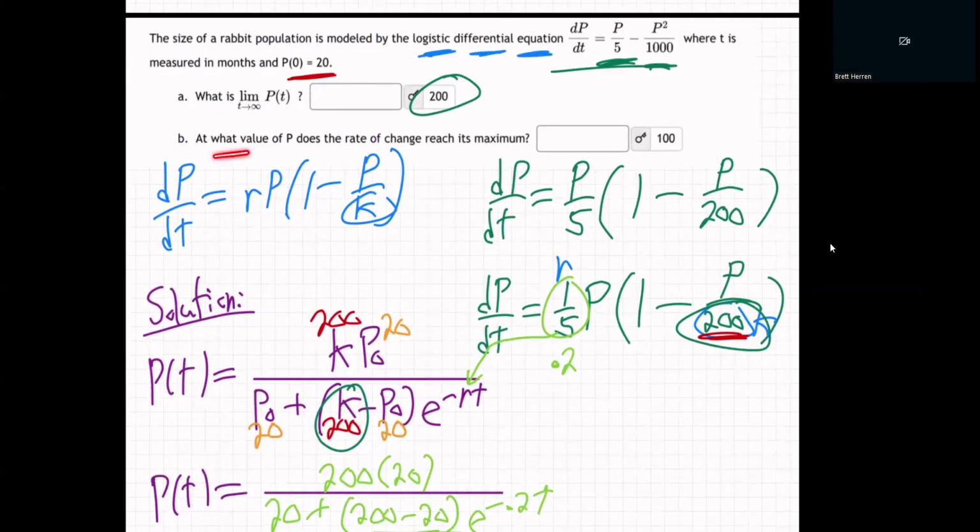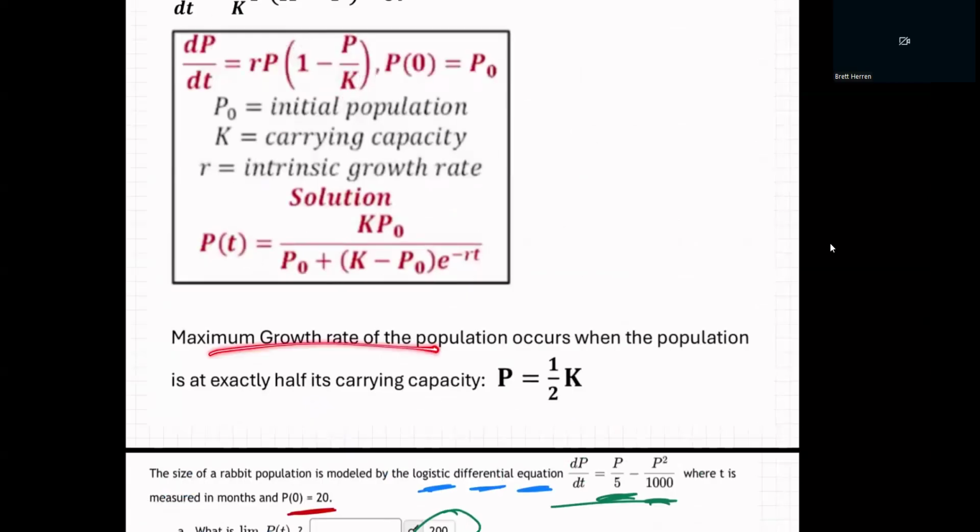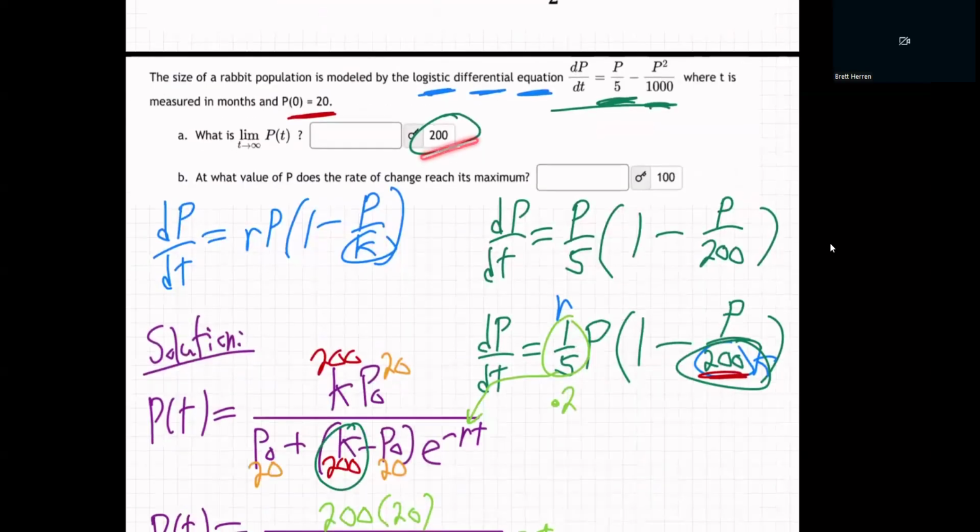Now, one other question. At what value of the population does the rate of change reach its maximum? When is it growing the fastest? Well, if you look in the notes, maximum growth occurs when you're exactly half of your carrying capacity, half of K. K here is 200, the total population of rabbits that forest can support as far as food, space, and water. Half of that, 100, is when the population is growing the fastest it possibly can. When they reach 200, that's their max. If they go beyond 200, they're going to start dying off.